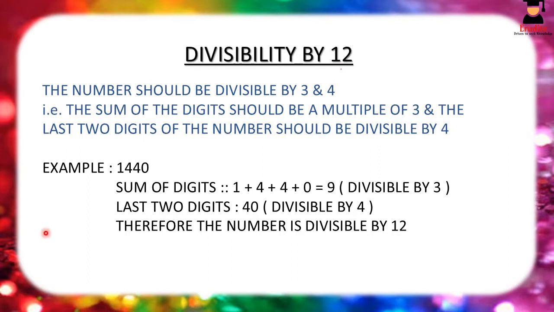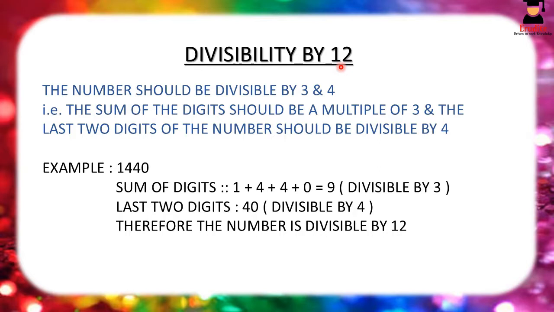Now if we calculate the sum of the digits of 1440, it comes out to be 1 plus 4 plus 4 plus 0, which is 9. 9 is divisible by 3, so 1440 is divisible by 3. Then I have 40 as the last two digits. 40 is divisible by 4, so my number is also divisible by 4. So I can say that my entire number is divisible by 3 and 4, so it is divisible by 12.